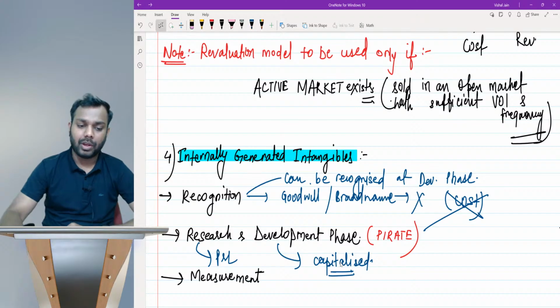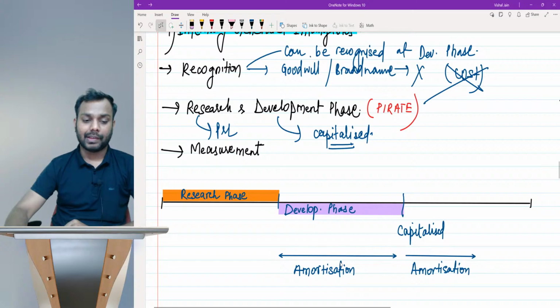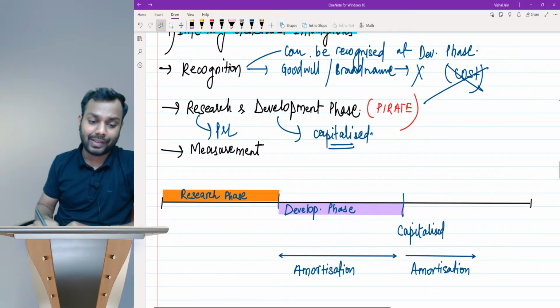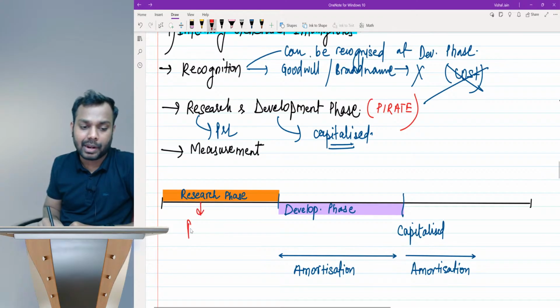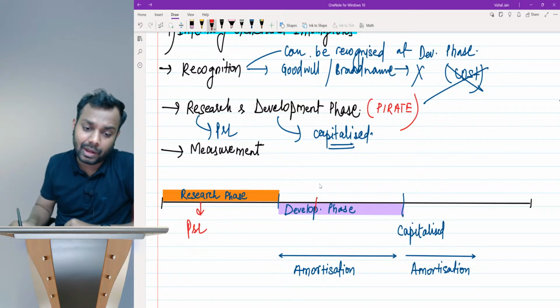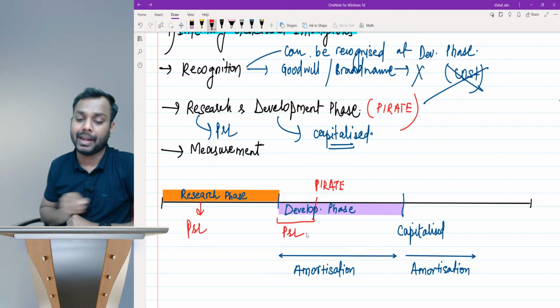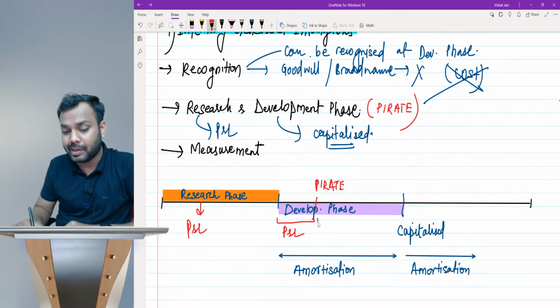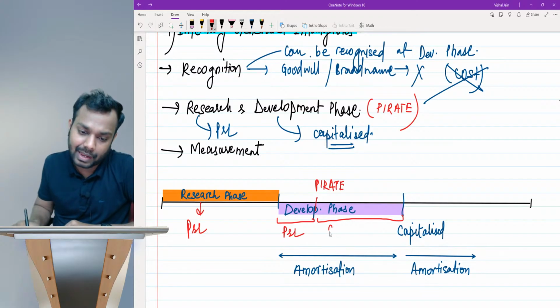Now coming on to measurement principle. Guys, we must understand that any expenses incurred in the research phase will be transferred to P&L. In the development phase, up to the point where PIRATE gets satisfied, any expenses incurred before that will be transferred to P&L. Any expenses incurred after PIRATE is satisfied will be capitalized.